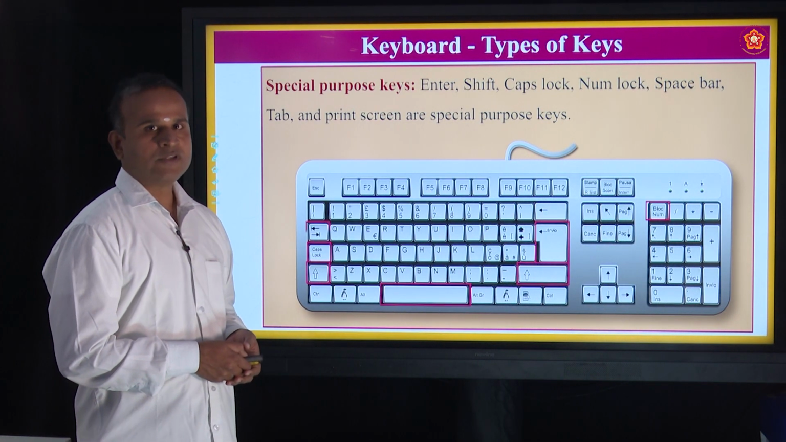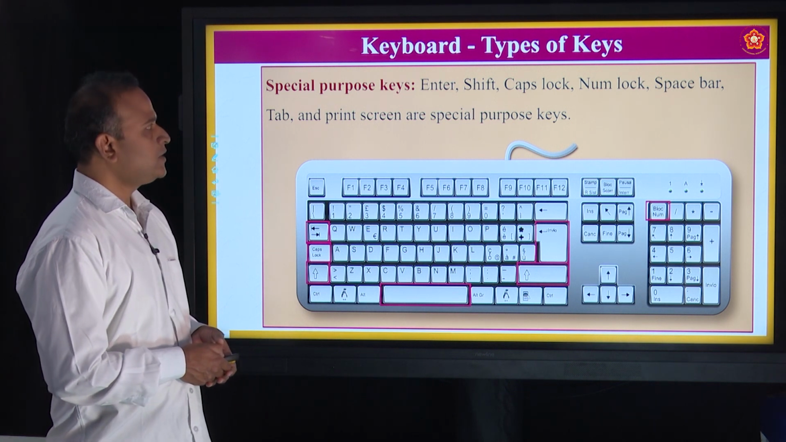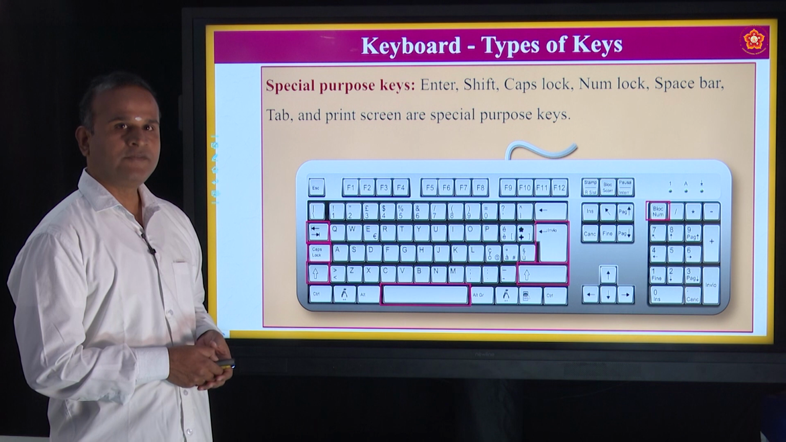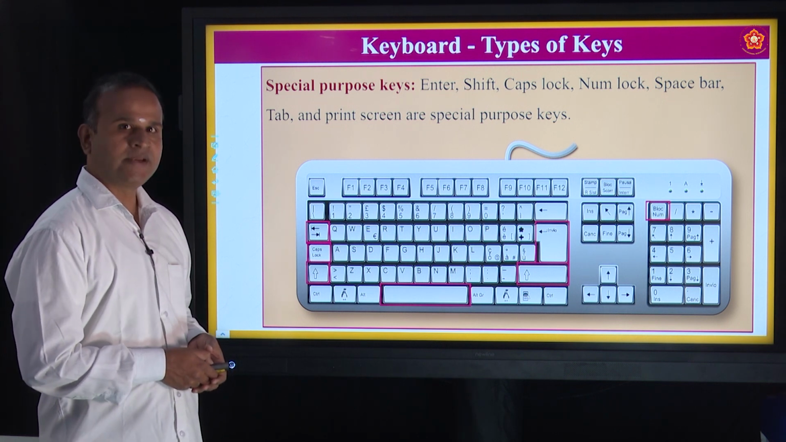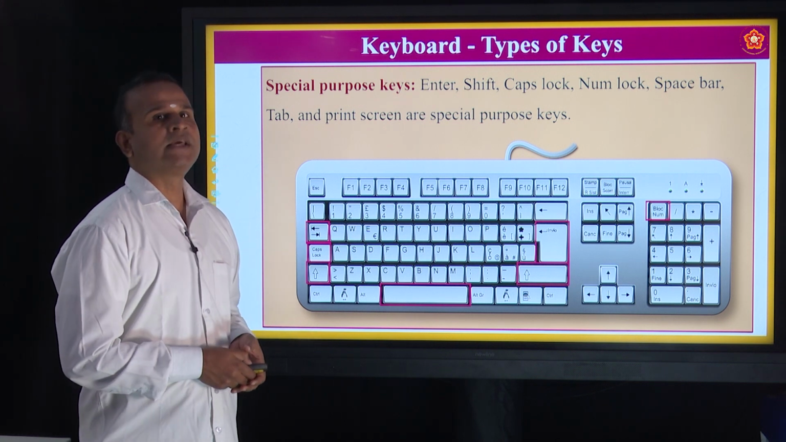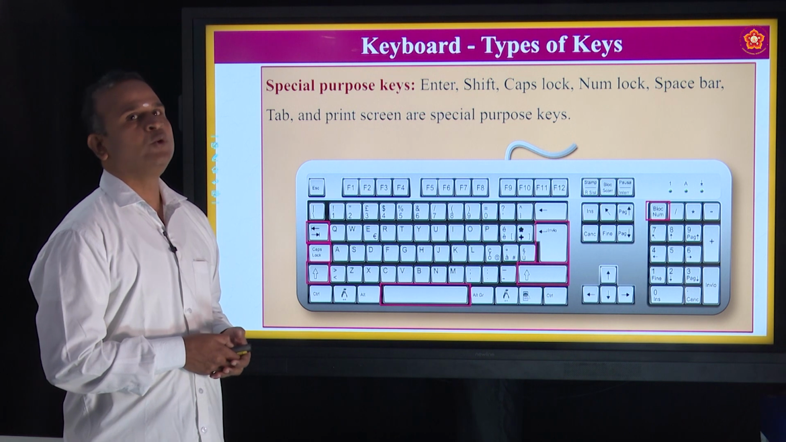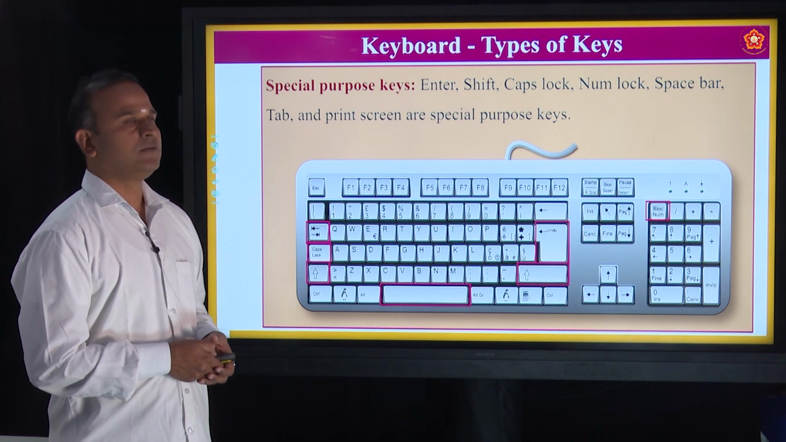Now we will see about special purpose keys. The special purpose keys are something like shift, caps lock, num lock, space bar, print screen, etc. Say for example, if you want to take a screenshot of your entire screen, you can use the print screen button to take a screenshot.